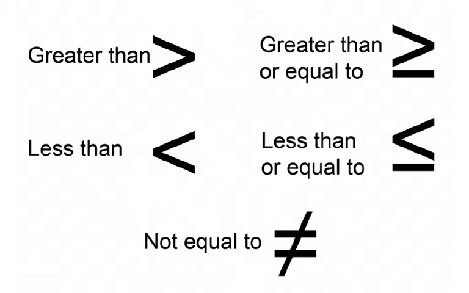So there's four that we're going to look at. There's the greater than, the less than, the greater than or equal to, and then the less than or equal to. And then sometimes you'll be able to see this not equal to sign, but we'll look at that a little more later. So let's start with the greater than sign.